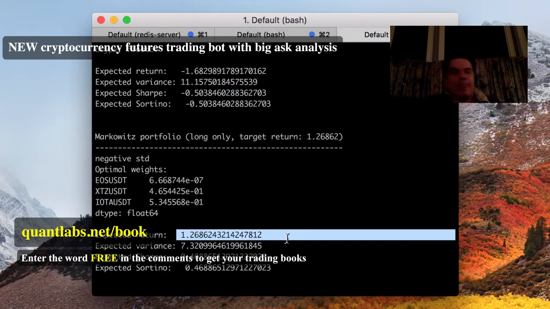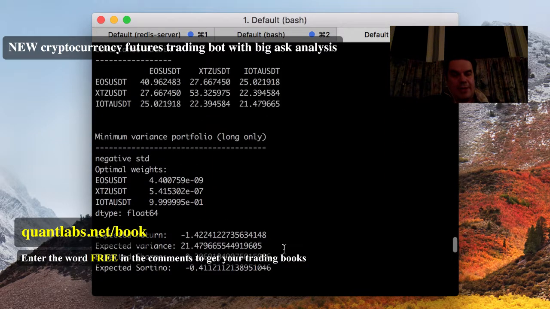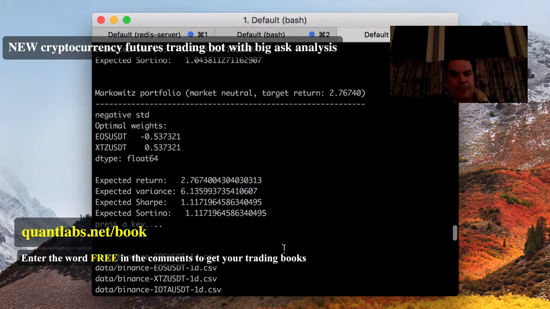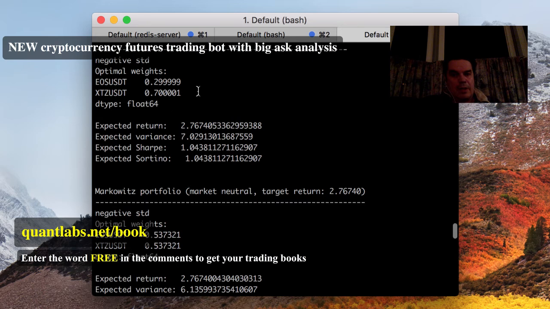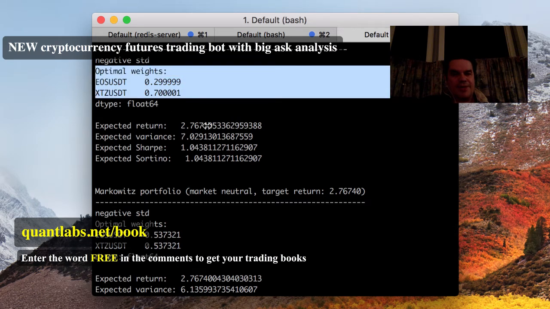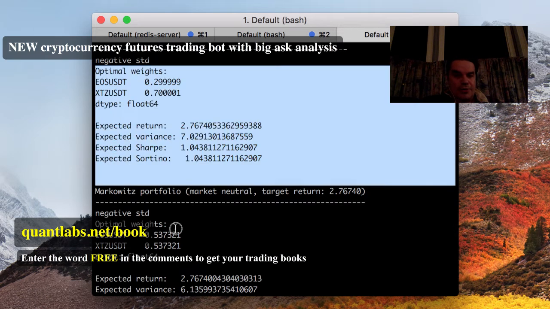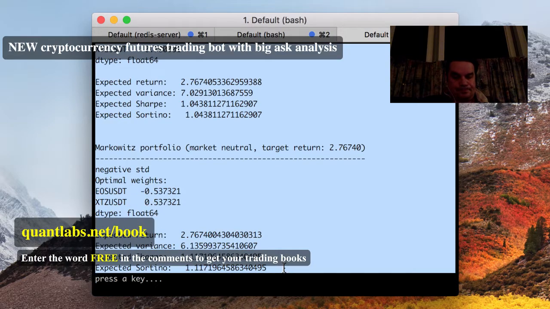So obviously, you want to go with the one that's going to give you the highest expected return. So here, with this kind of mix, that will give me the best return so far. So let me note that.